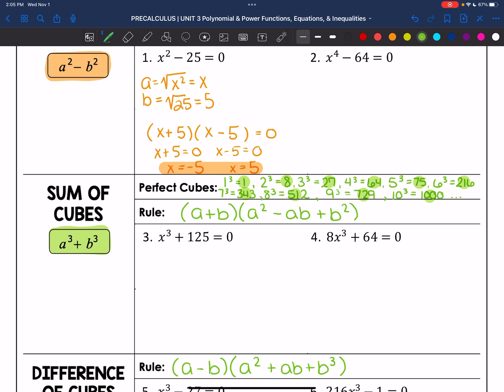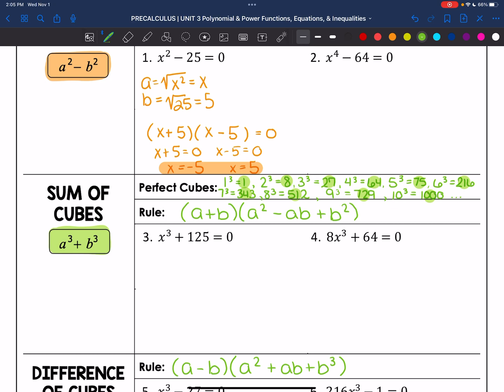How do we factor this down? What is the rule? Well, if you're dealing with a sum of cubes, it factors down to two factors, one of which is a binomial and one of which is a trinomial. Now, let me just show you with this example what that would look like.